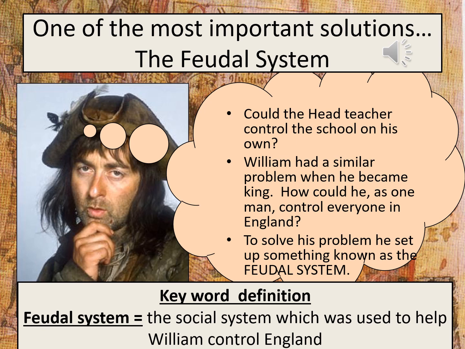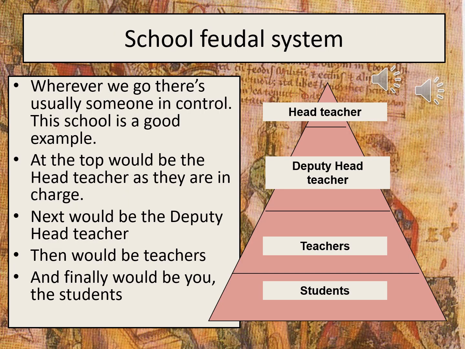So what is a feudal system? Well, think about it this way. Could the head teacher control the school on his own? William had a similar problem when he became king. How could he, as one man, control everybody? To understand the feudal system better, let's give ourselves an example.